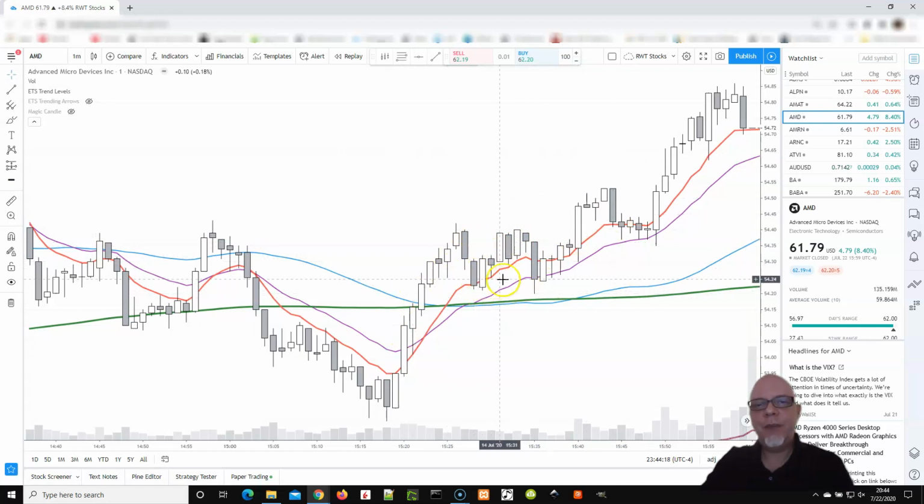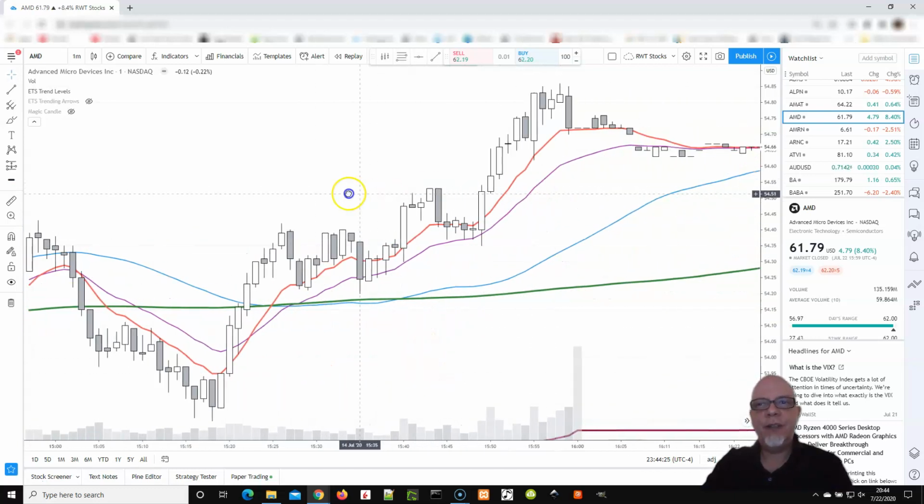So pretty much the same thing you're looking for: convergence of moving averages coming together and then basically going in a new direction.